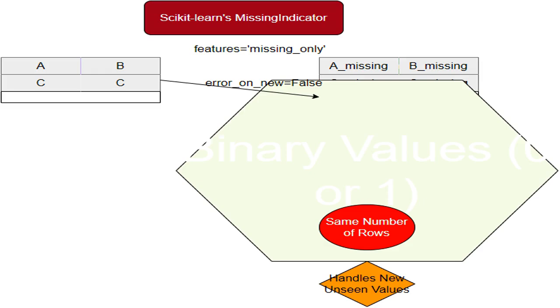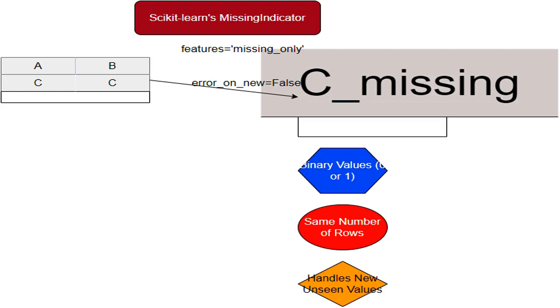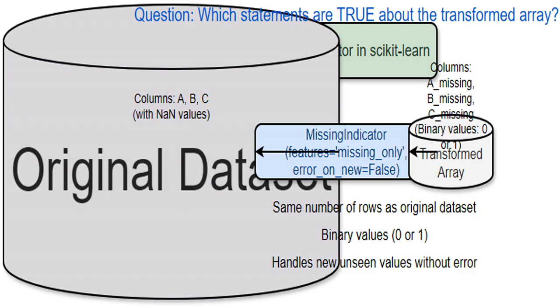I'll get only zeros and ones in my transformed dataset because MissingIndicator creates binary indicator variables. It's a simple yes, no indicator of whether a value was missing. My transformed dataset will have the same number of rows as my original dataset. Each row in the transformed dataset corresponds directly to a row in the original. It's a 1-to-1 mapping.